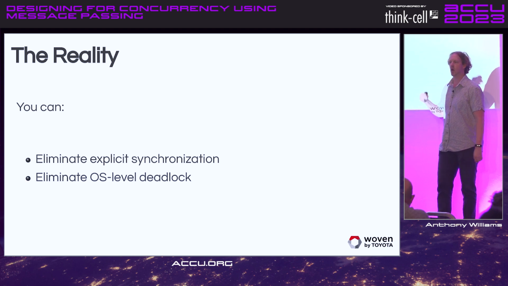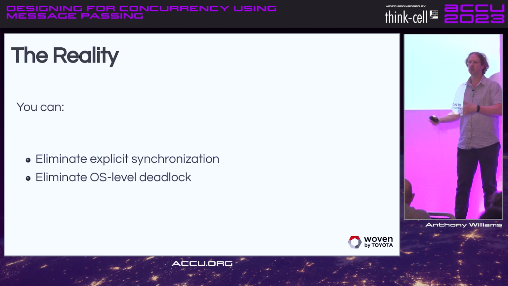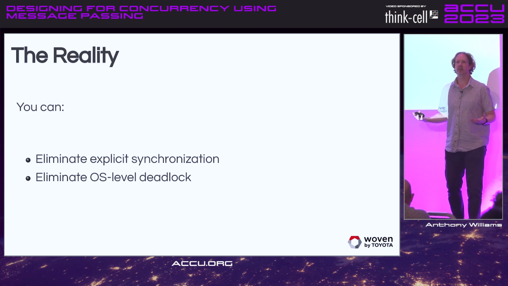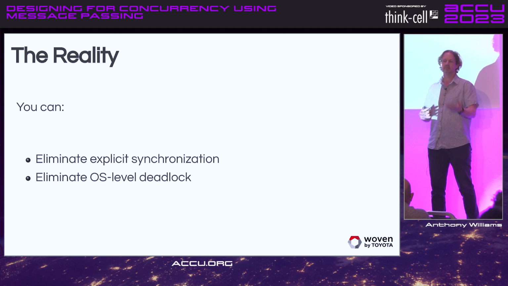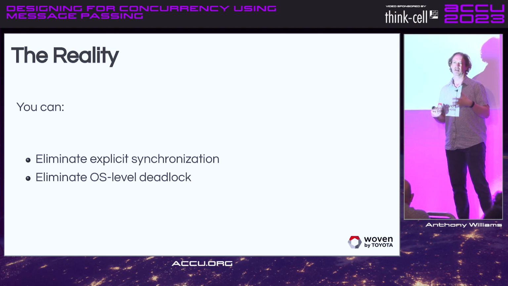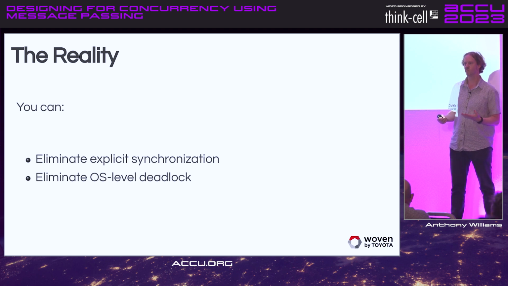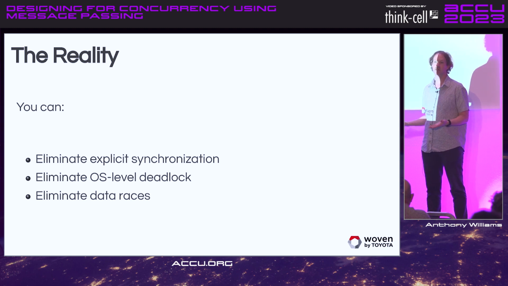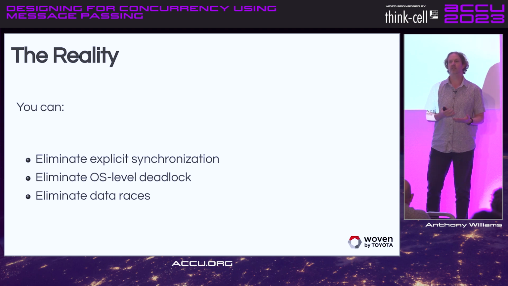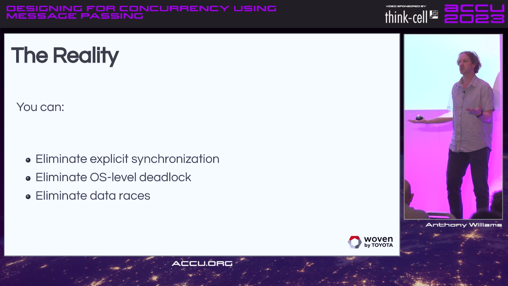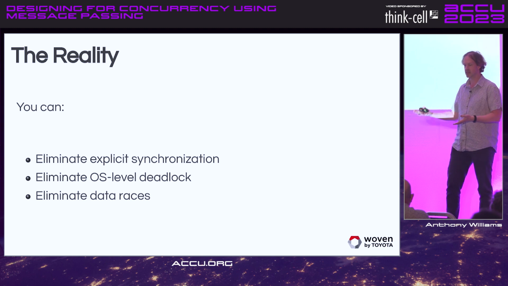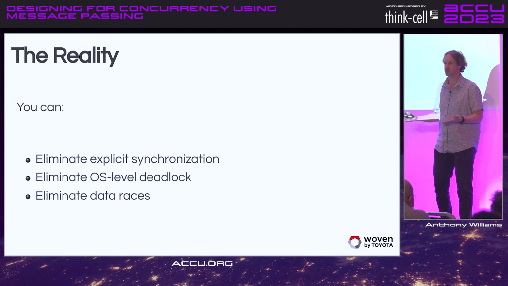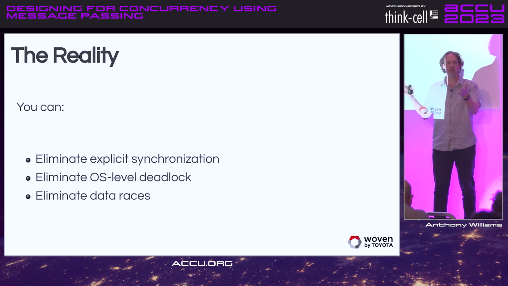You can also eliminate OS-level deadlock. Because you're not directly manipulating mutexes and things like that, you're not going to encounter the basic problem of locking 2 mutexes in the wrong order and therefore deadlocking. So straight off, we're eliminating bugs. And if you do it properly, then likewise you eliminate data races because you don't have any shared state that you're then accessing from multiple threads. You keep your state isolated, you do the data transfer with message passing, eliminate data races. That's more bugs gone. This is great.